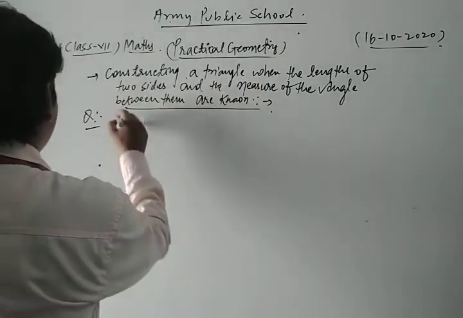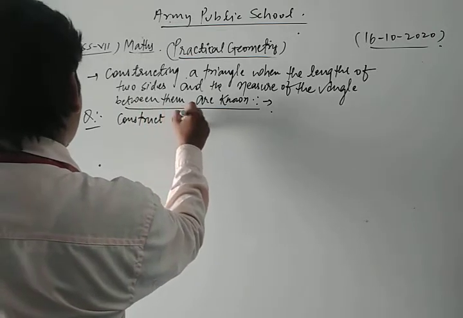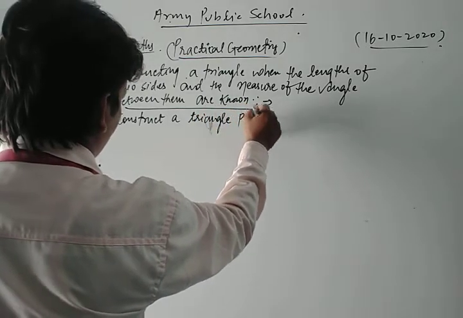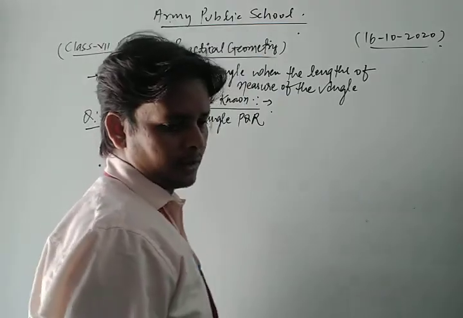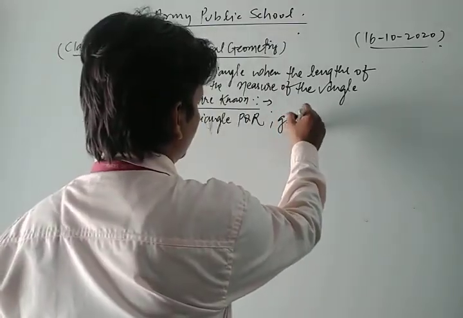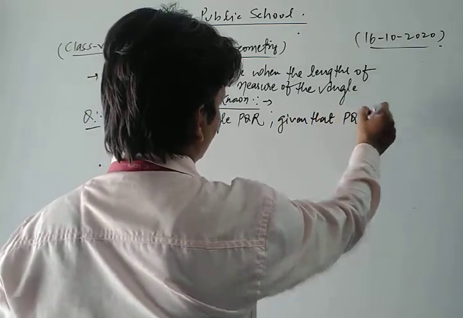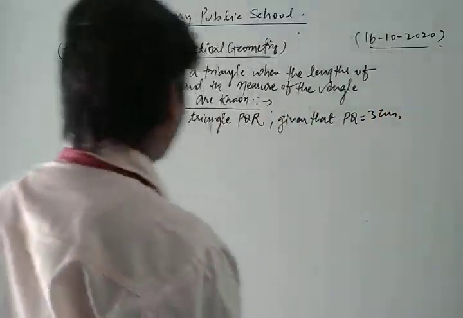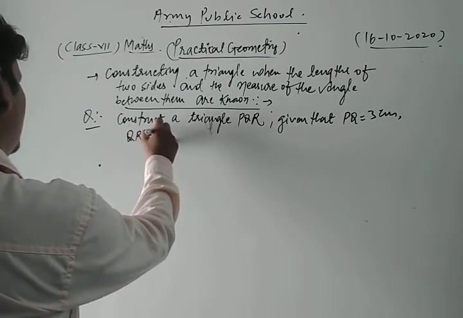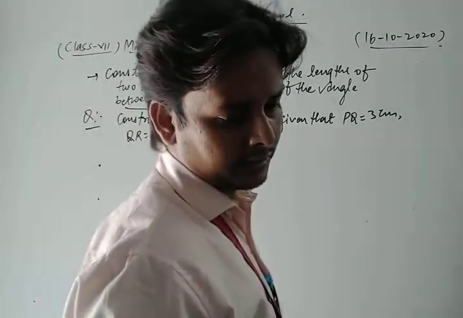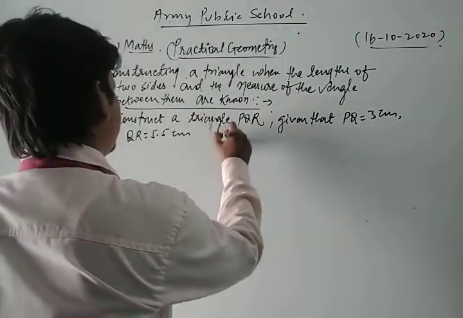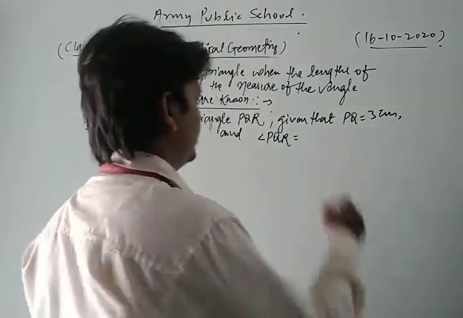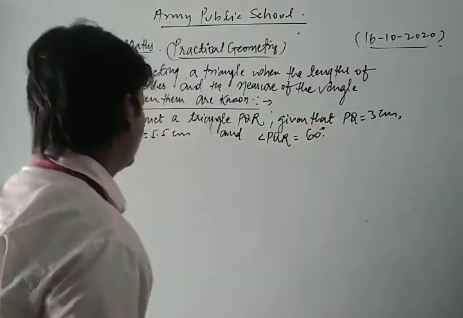Construct a triangle PQR given that PQ is equal to 3 centimeter, QR is equal to 5.5 centimeter, and angle PQR is equal to 60 degree. Let's see its solution.